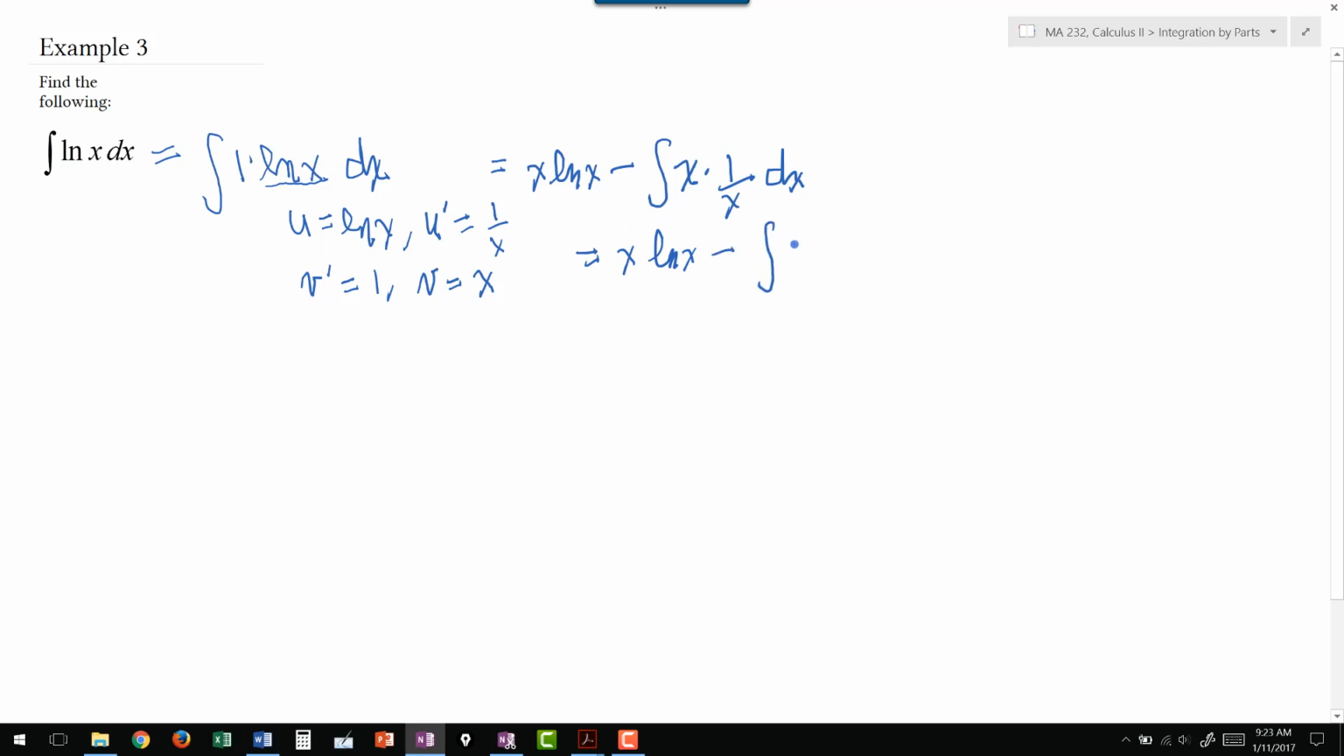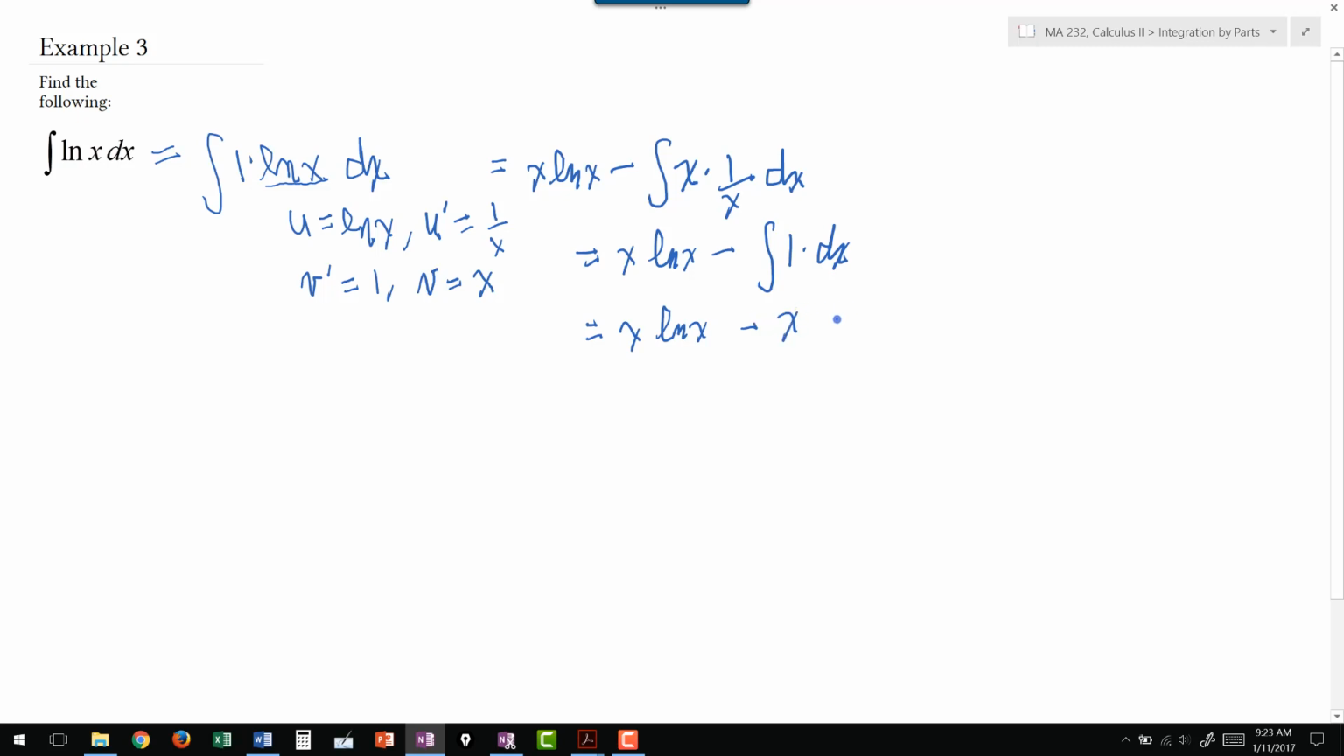And instead of x times 1 over x, I just get 1 because the x's cancel. So now the integral we started with, natural log x, has reduced using the parts formula to just finding the integral of 1.